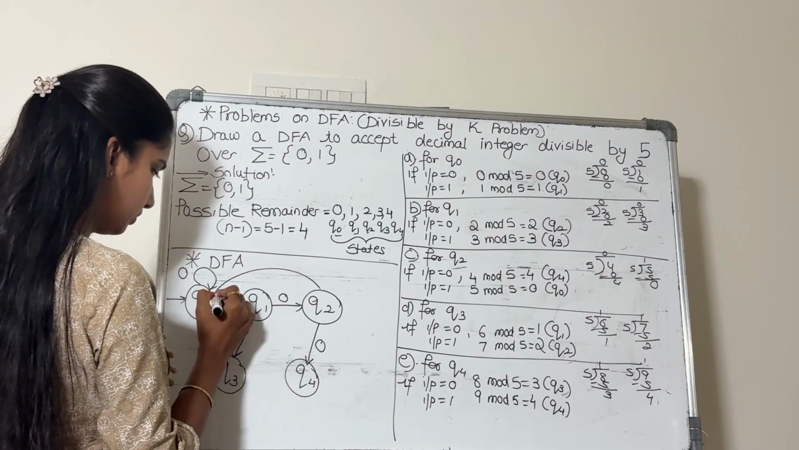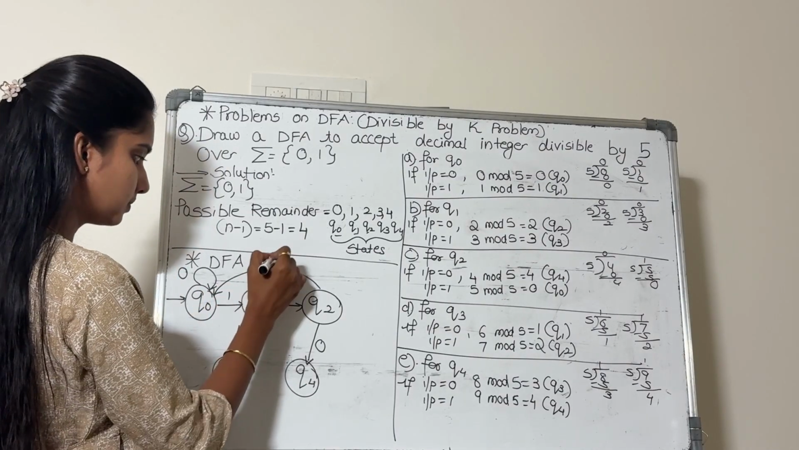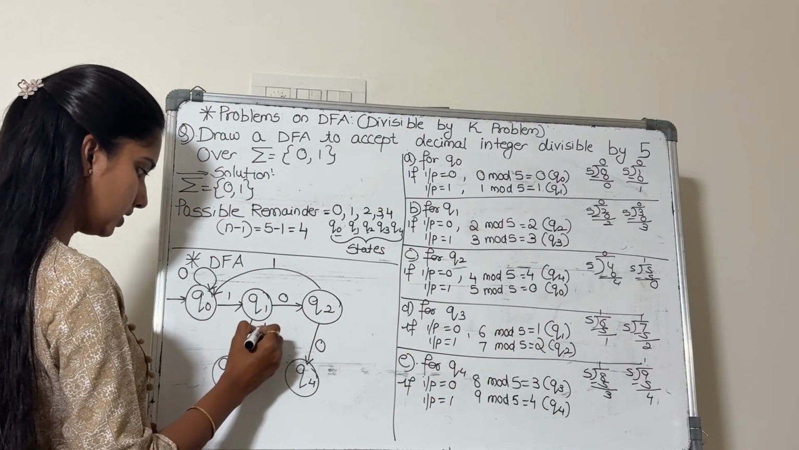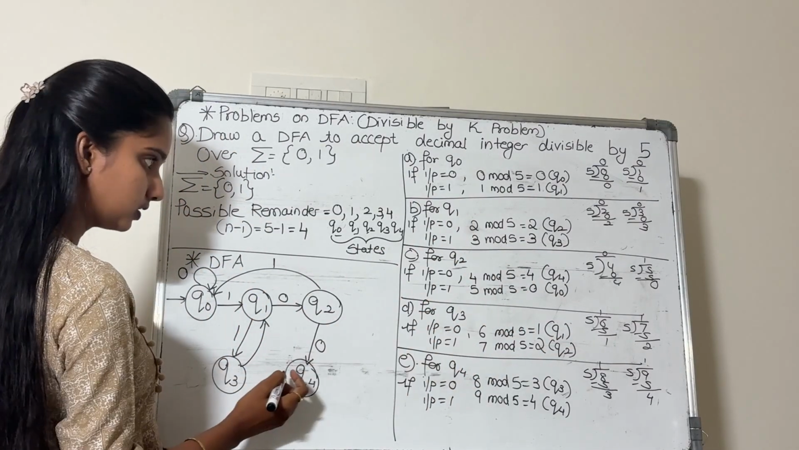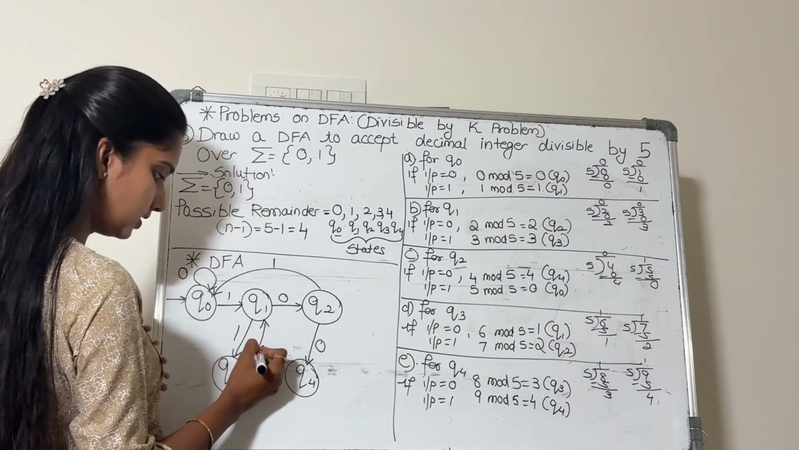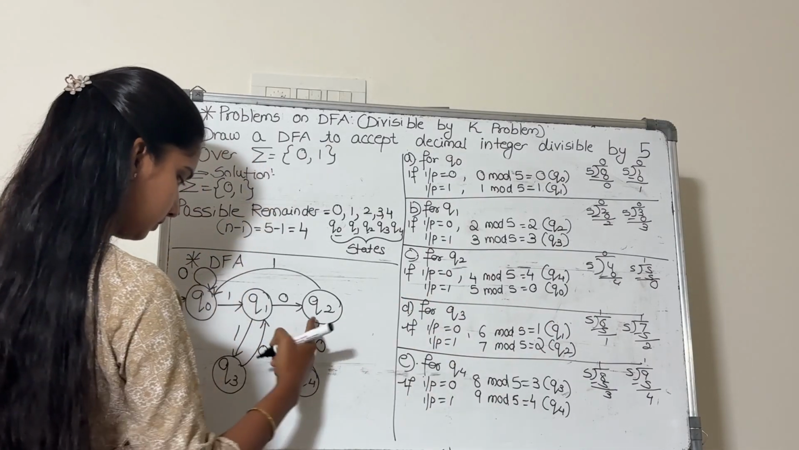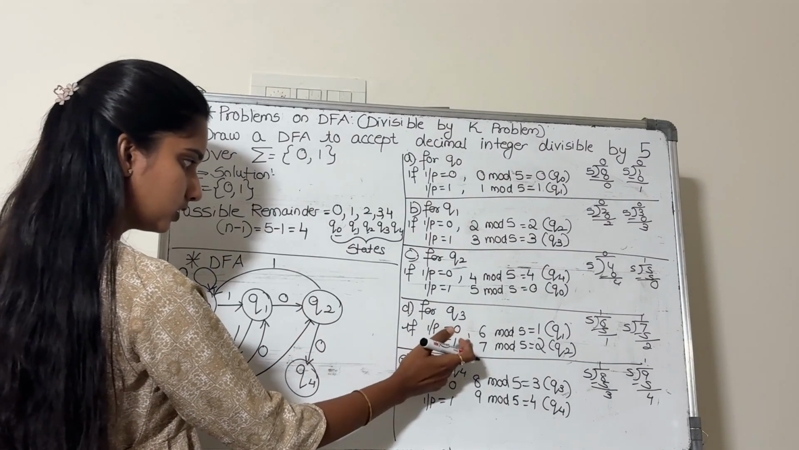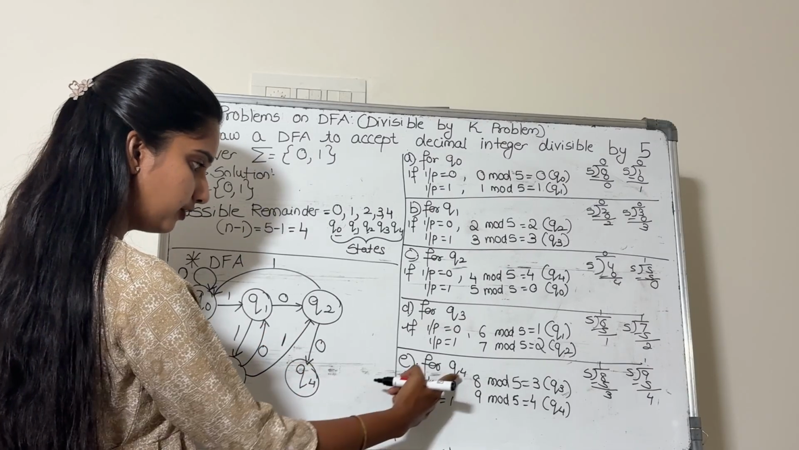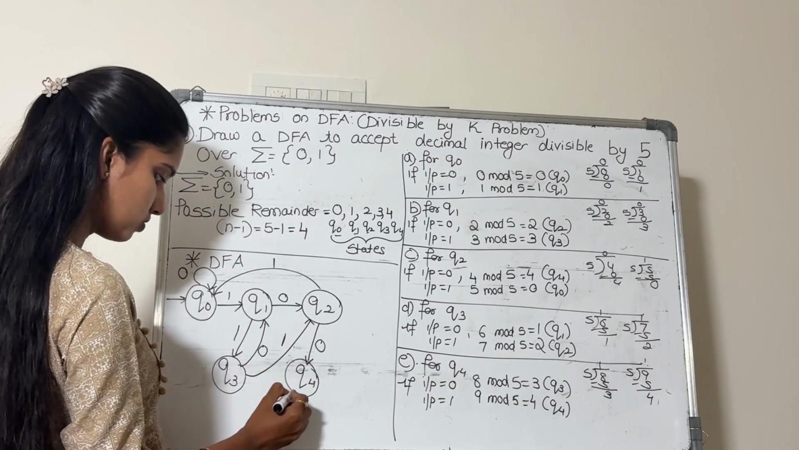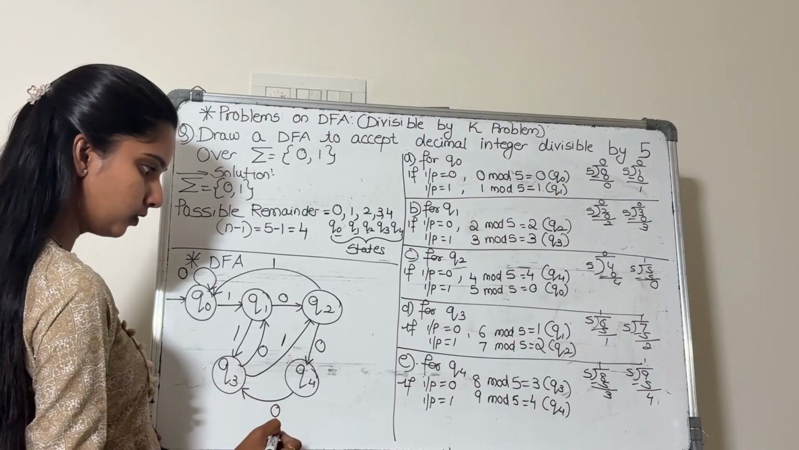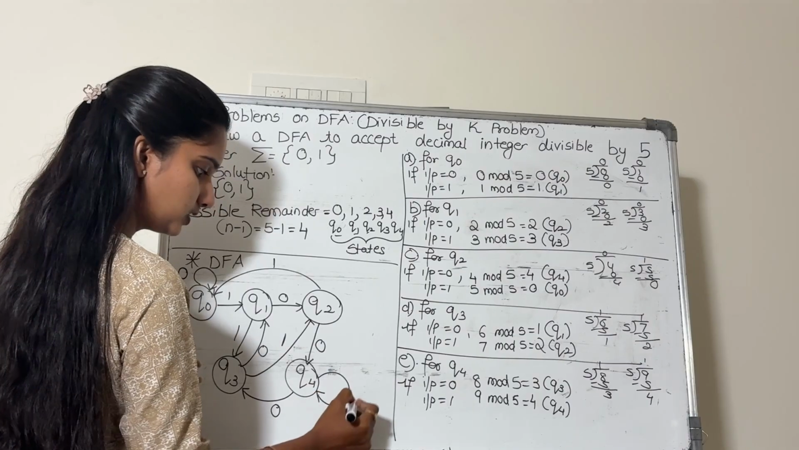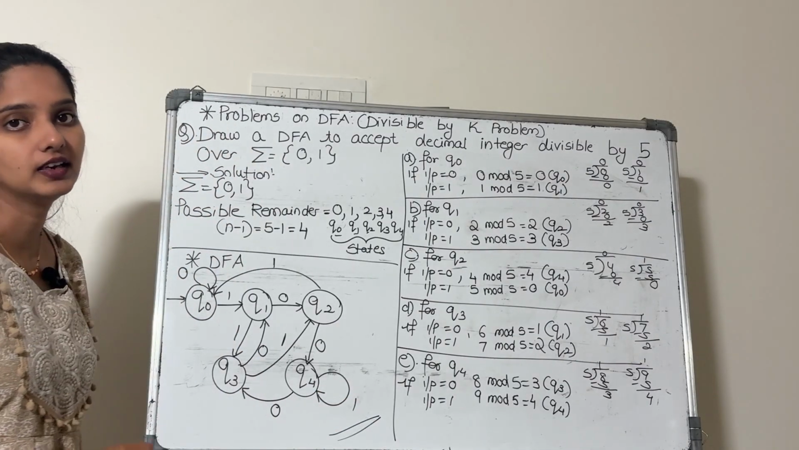Okay, so from Q2 to Q0 input symbol is 1. Similarly, from Q3 to Q1 input symbol is 0. From Q3 to Q2 input symbol is 1. Similarly, from Q4 to Q3 input symbol is 0, and from Q4 to Q4 input symbol is 1. Okay, so this is nothing but my final DFA.